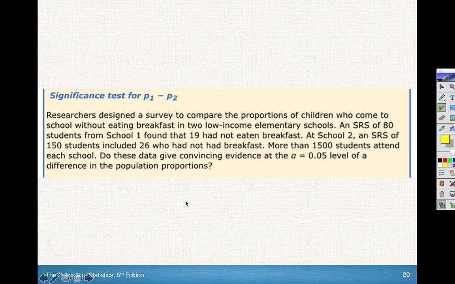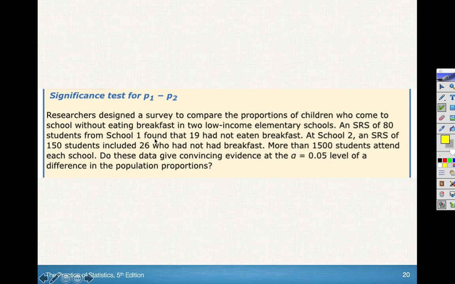Let's take a look at an example. Researchers designed a survey to compare the proportions of children who came to school without eating breakfast in 2 low-income communities. Population 1 had 80 children, and 19 did not eat breakfast, so our p-hat 1 is 19 out of 80. Let me write that down: 19 out of 80. Our p-hat 2, school 2, an SRS of 150.